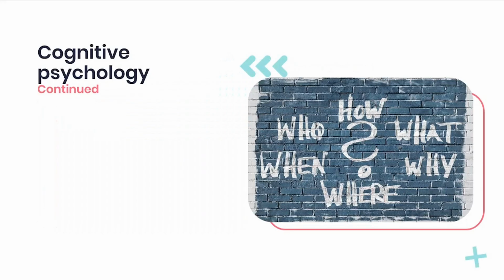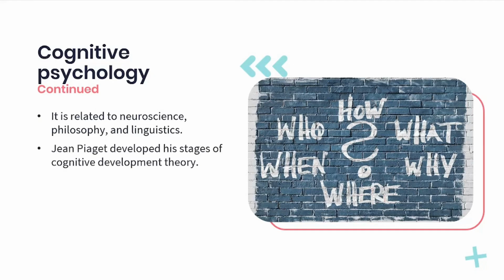Let us finish our part on cognitive psychology. As part of the larger field of cognitive science, this branch of psychology is related to other disciplines including neuroscience, philosophy, and linguistics. One of the most influential theories from this school of thought was the stages of cognitive development theory, proposed by Jean Piaget. Piaget had an enormous impact not only on the cognitive psychology movement, but also on education, as his theory also included how children learn at different stages of their development.